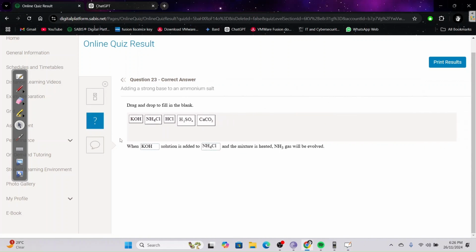When KOH solution is added to NH4Cl and the mixture is heated, the gas NH3 will be evolved. Again, NH4, think ammonia, and then of course you need a base.